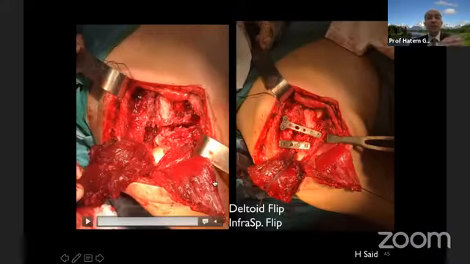And in these cases where you have a very big deformity, we don't only do a deltoid takedown, but we did an infraspinatus flap flip. So we removed the infraspinatus completely on the other side. We left it attached.